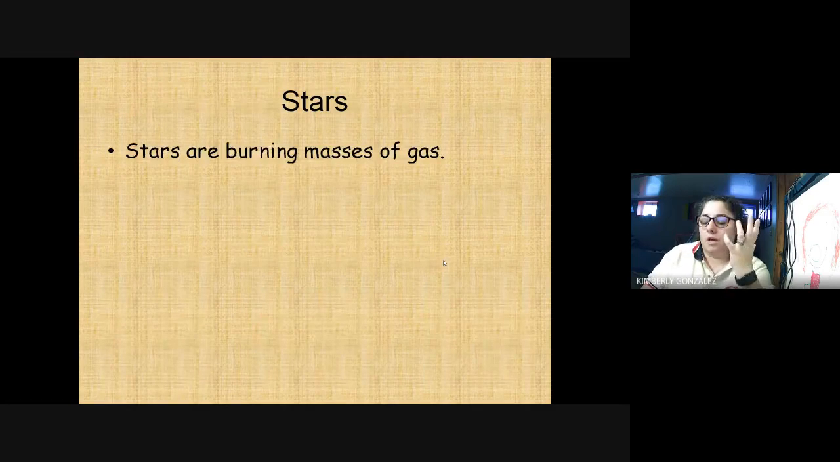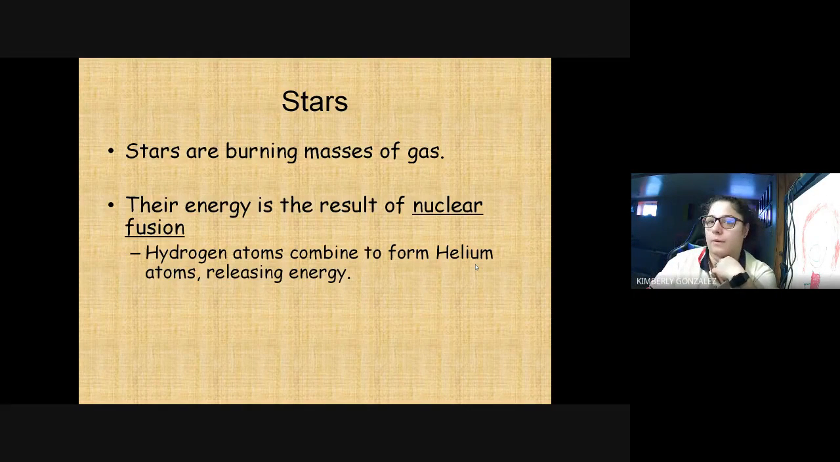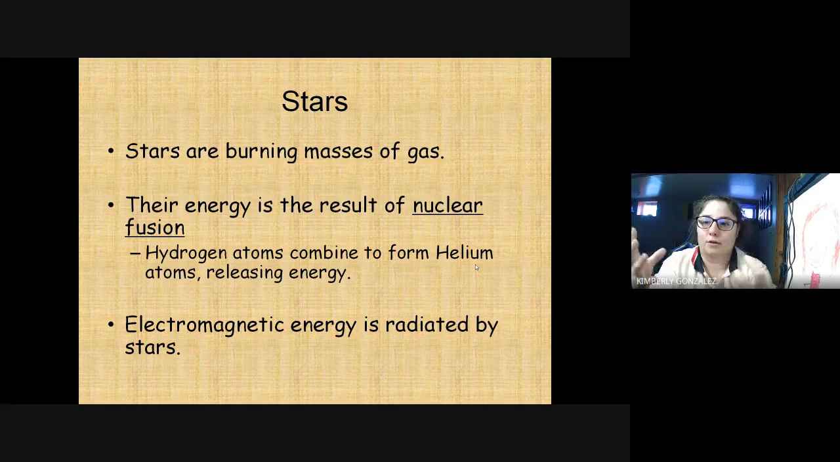So, stars are not like the sun is by itself. The rest of the stars are just like it. They're made up of burning hot balls of gas, okay? Which means that the process of fusion is happening over and over and over again, where you're taking those hydrogen atoms and forcing them together to overcome that nuclear repulsion, and you're creating a helium atom, okay? That energy that is being released is going to be that electromagnetic energy that we were talking about.